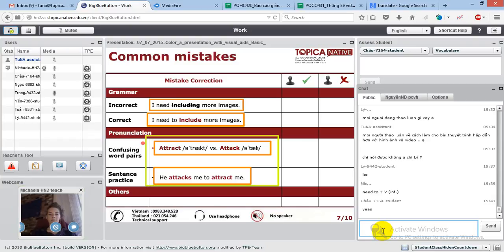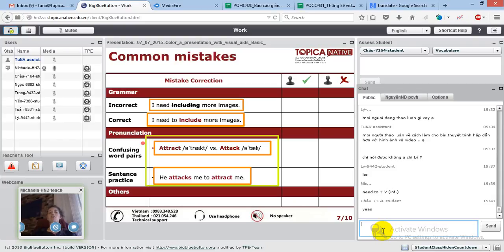Attract. Attack. He attacks me to attract me. Wonderful. Very natural. And Yen, can you please read these? Attract. Attack. It attracts me to attack. Attack me. Can you repeat the sentence one more time? I think you've switched. He attracts me to attract me.